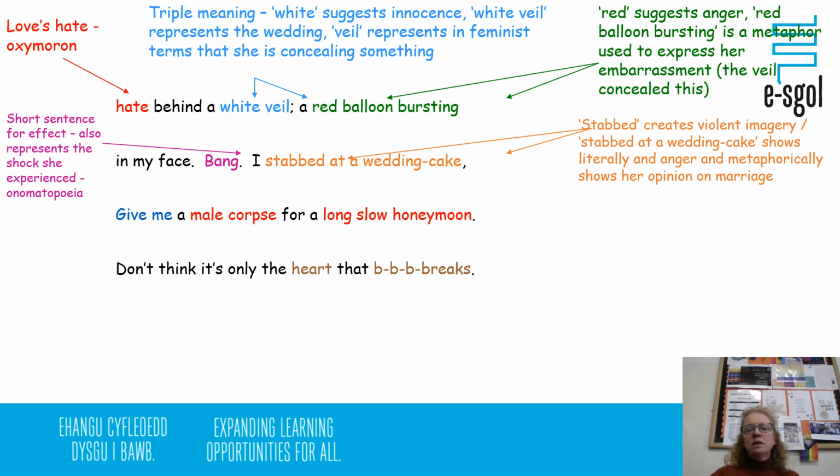She's stabbed at the wedding cake. So obviously you've got the literal and metaphorical anger to show how she feels about being dumped on her wedding day. And then she talks about give me a male corpse for a long, slow honeymoon.